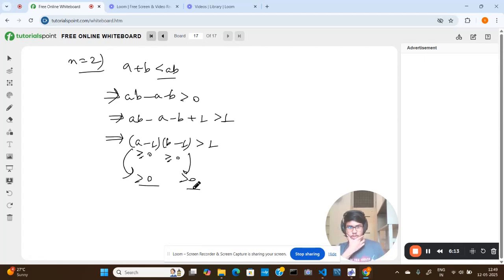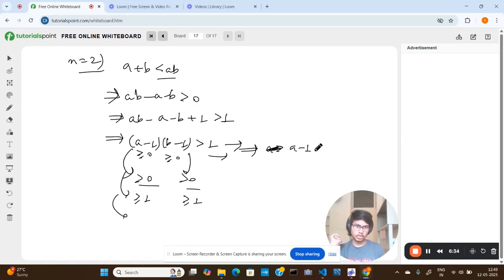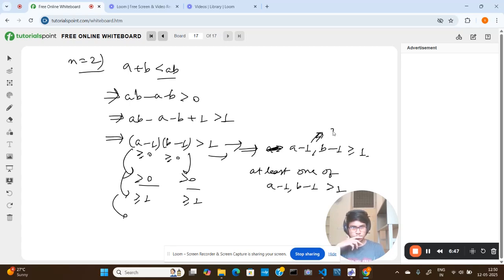Firstly, both of them should be strictly positive. Strictly positive means greater than or equal to 1. And both of them should not be equal to 1. If both of them are equal to 1, then the LHS will be equal to RHS. So when does this inequality hold? This implies a minus 1 and b minus 1 both are greater than or equal to 1, and at least one of a minus 1 and b minus 1 is greater than 1. So a and b are greater than or equal to 2.